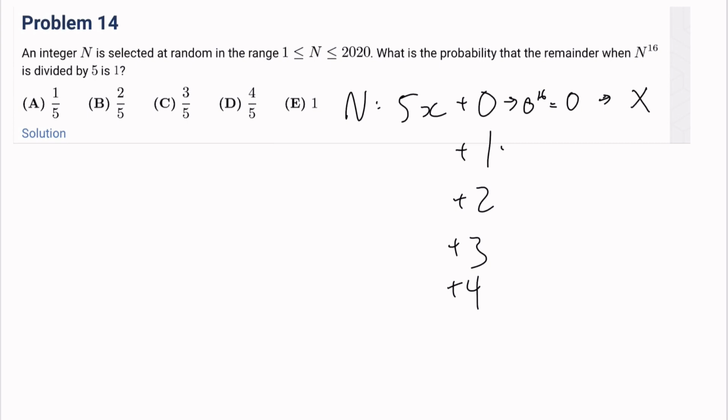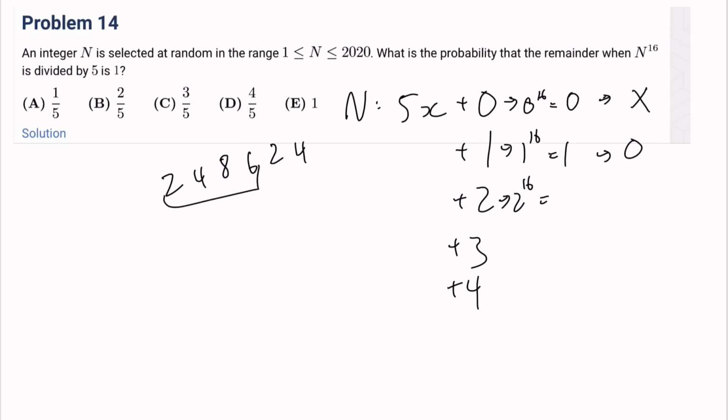And for 1, it will be 1 to the 16th power. By the same logic, this is 1, so this one counts. For 2, it's 2 to the 16th power, and if we write out some powers of 2, that will be 2, 4, 8, 16. We're just interested in the units digits, so 16 and then 32 and then 64. Okay, so we can see that 2, 4, 8, 6 is getting repeated, and 16 is a multiple of 4, so this will end in 6. Right, but then we have to divide by 5, so the remainder of that will be 1. So this is also a remainder of 1.